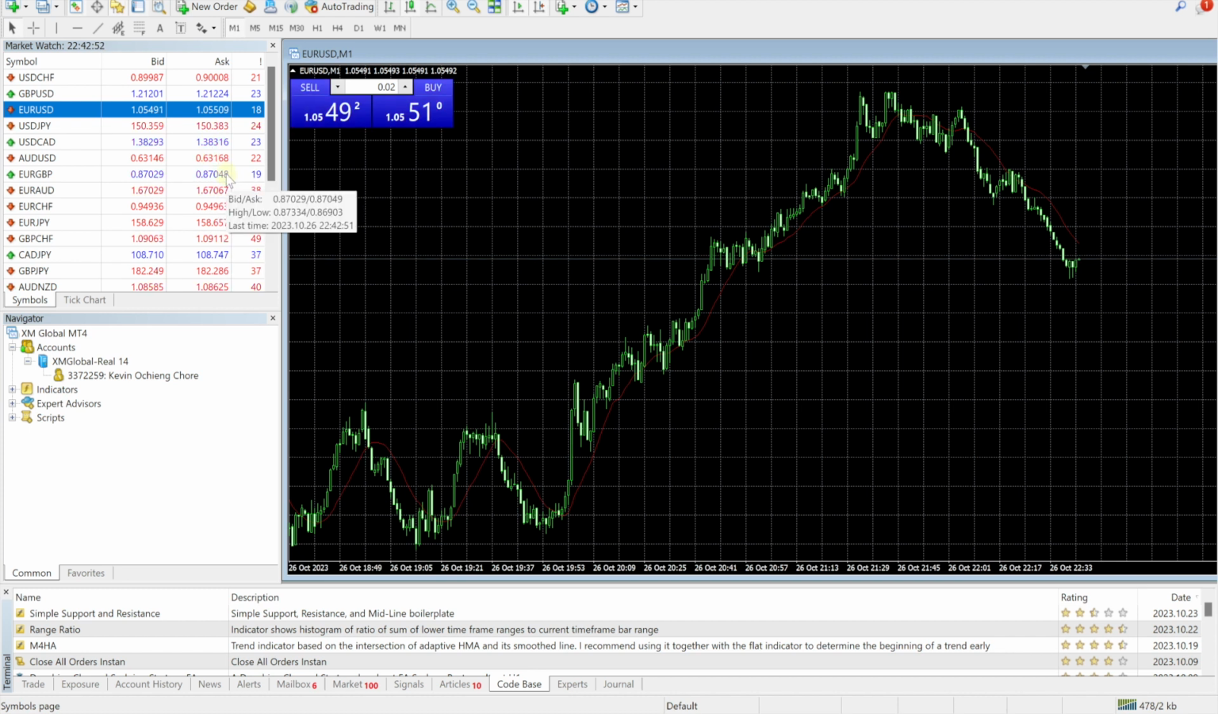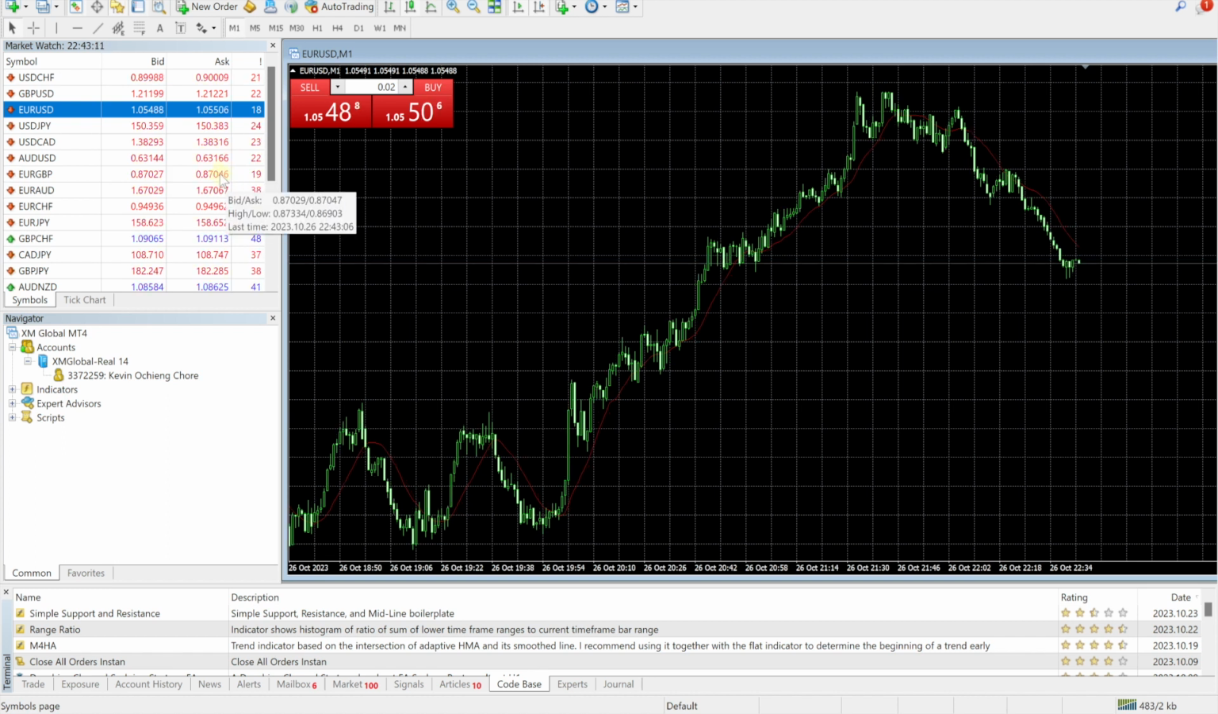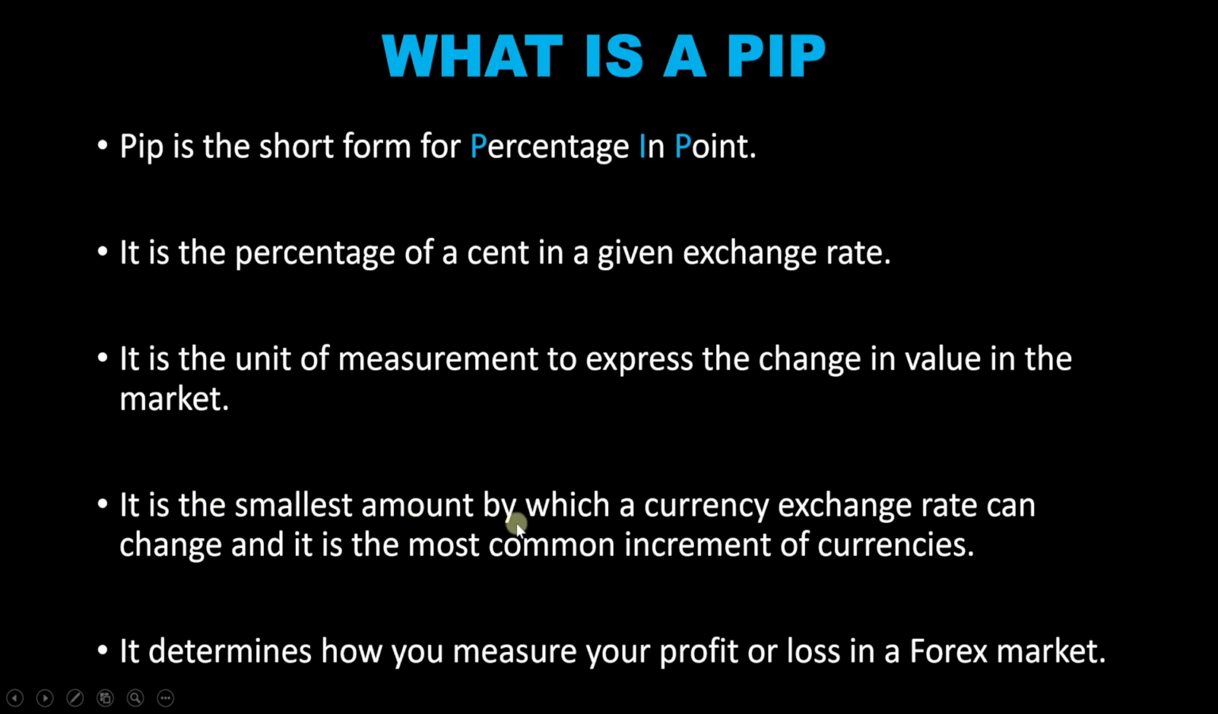We don't measure it through a pipet, because the pipet is like a second. Then we have seconds, minutes, and hours. Now this one acts like the seconds, but the ones that we normally look for are pips. It is the smallest amount by which a currency exchange rate can change, and is the most common increment of currencies. If you're buying and selling currencies, or if you're trading Forex, then what you should look for is the pips. The changes in the prices according to pips is what you will term as your profit.